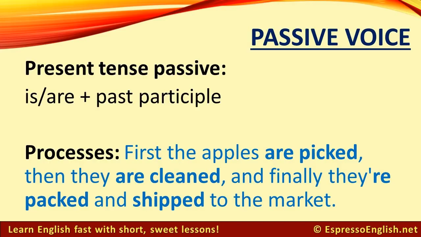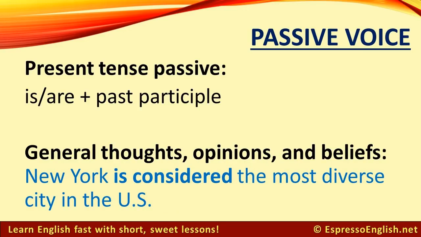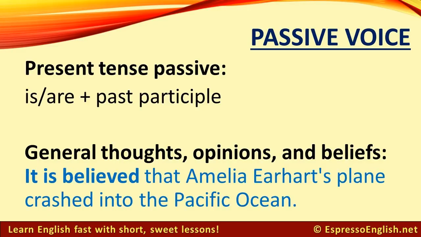For example, first the apples are picked, then they are cleaned, and finally they are packed and shipped to the market. We also use the present tense passive voice for general thoughts, opinions, and beliefs. For example, New York is considered the most diverse city in the U.S. It is believed that Amelia Earhart's plane crashed into the Pacific Ocean.